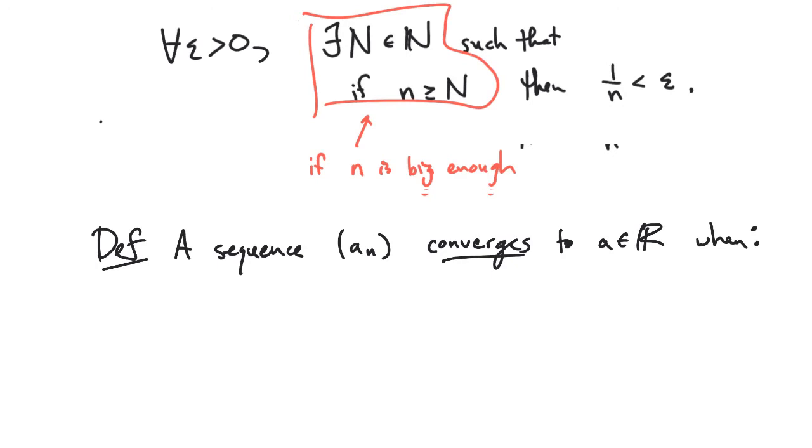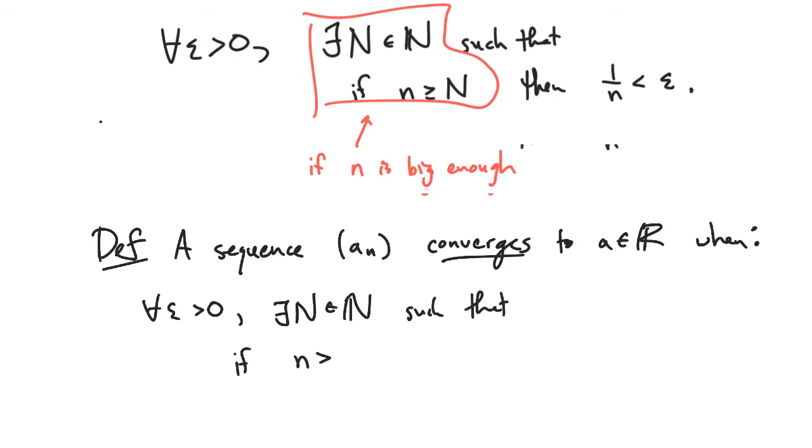when, I'm going to write basically the same stuff. For all epsilon greater than 0, there exists some threshold big N in the natural numbers, such that if the little n is greater or equal to the big N, then the only part I'm going to change is the very end, because I'm not talking specifically about 1 over n. I'm talking about this sequence, and it converges to the real number a. It's going to look like this: the absolute value of a_n minus a is less than epsilon.